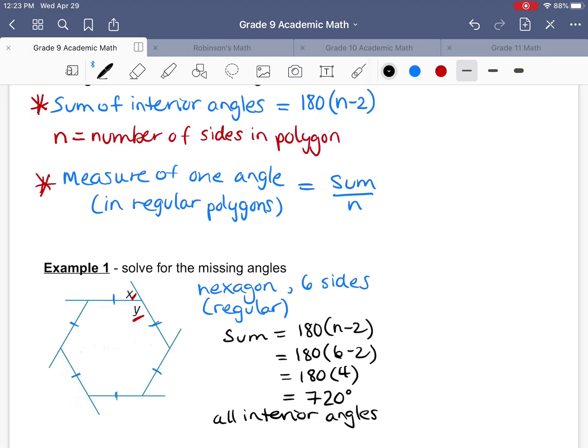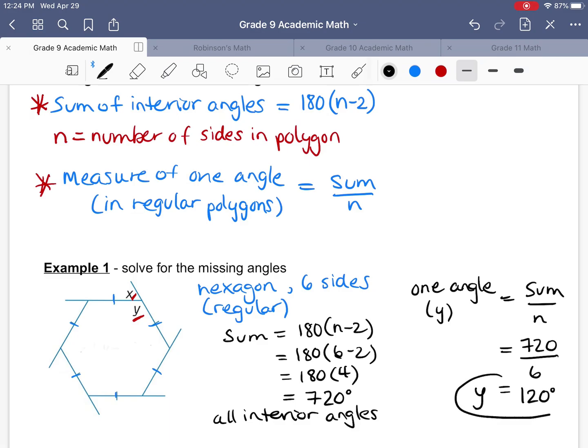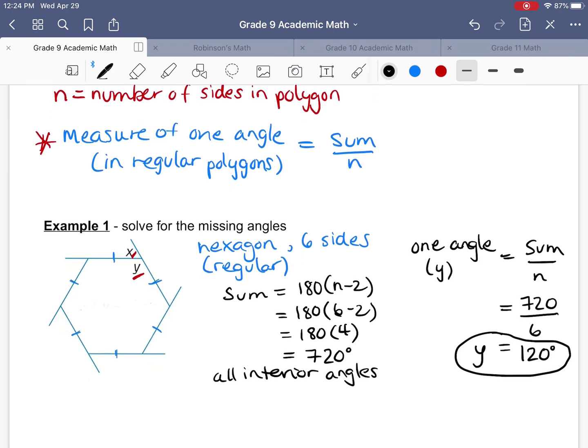So now that we have that, we want to find the measure of one angle, and this will give us y. So we did find the sum of all the angles, which is 720, and there are 6 sides. We end up with 720 divided by 6, and this gives us 120 degrees. So we have y is equal to 120 degrees.